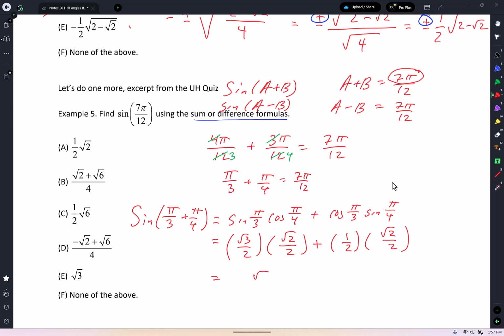And look what we get. Square root of 6 over 4. Square root of 2 over 4. Okay, you can go now. I mean, you can go whenever you want. This is America. You're free.